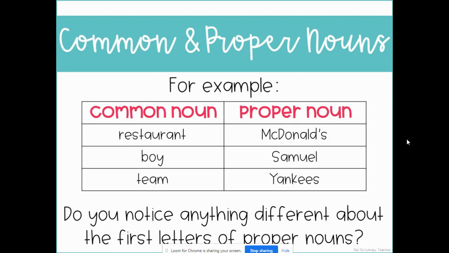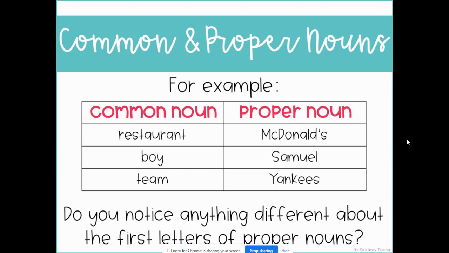All right, so it says, for example, a common noun might be restaurant, but a proper noun is McDonald's. It's giving us a specific restaurant. The next one is boy. It could be any boy, but a proper noun gives us their name, Samuel. So that's their capitalized letter, that's their proper noun. Team, it could be any team, but if you say the Yankees, that's a specific team.